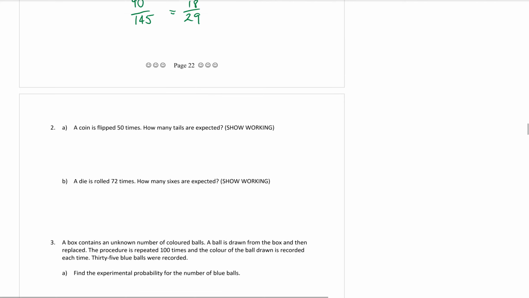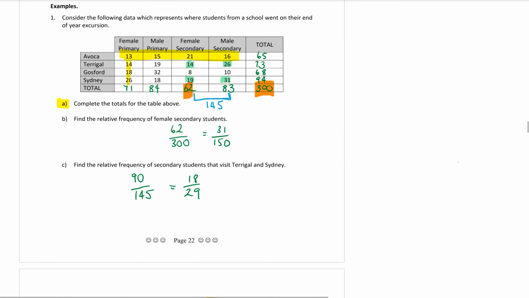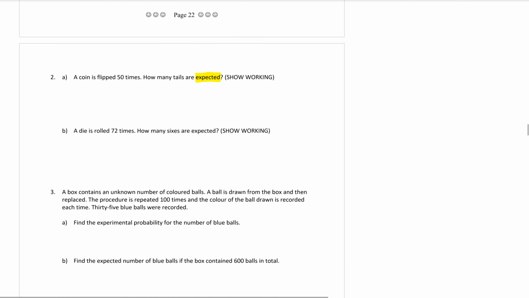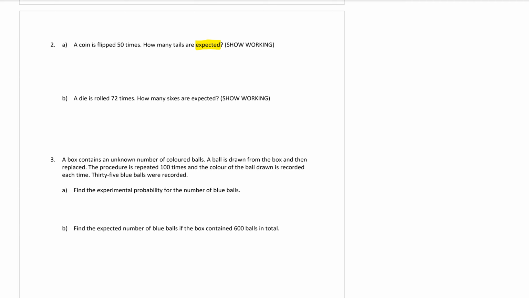Okay, on the next page, question 2. A coin is flipped 50 times. How many tails are expected? Okay, so there's that word expected. Remember, up here at the top of the page, the expected value is equal to the probability times the number of trials. So if I want to find the expected value, I need the probability of getting a tail times by the number of times that I do it.